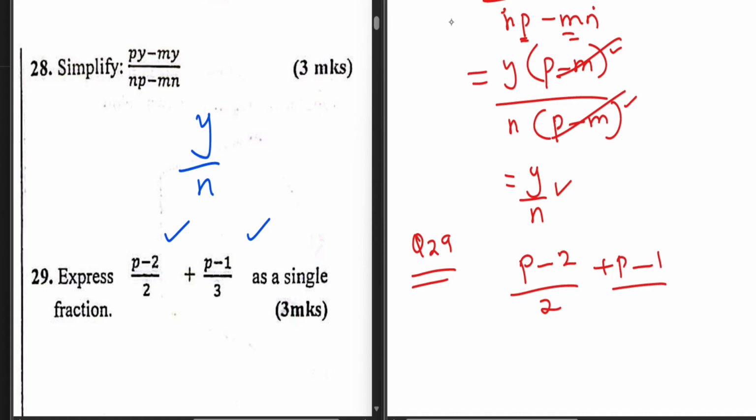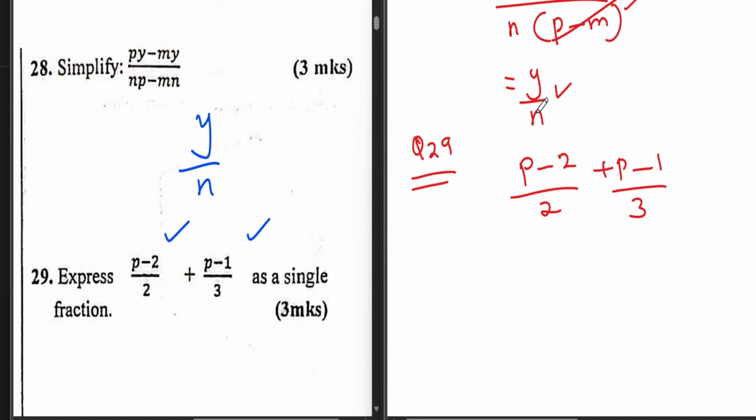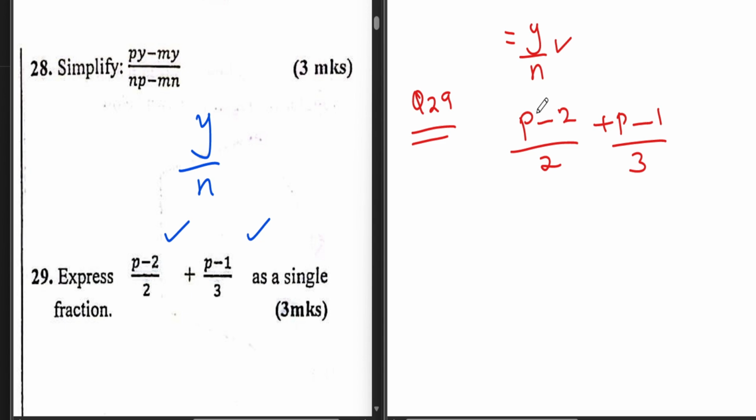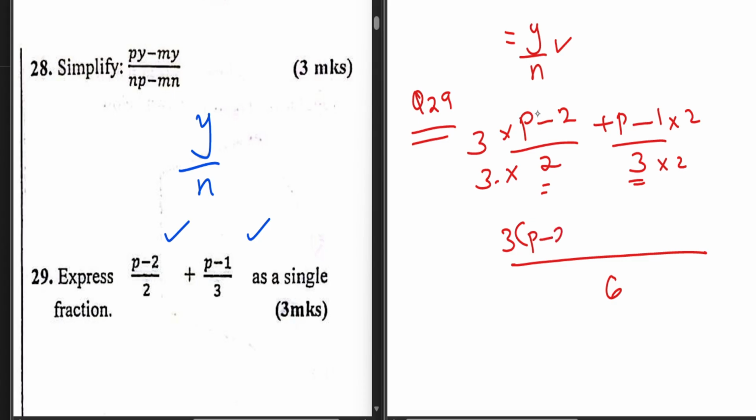Now the denominator here is 2 and the other one is 3. So the simplest way is to bring the 3 here and multiply each one of them by 3, and bring the 2 to the other fraction and multiply each one of them by 2. So obviously the denominator would be 3 times 2 or 2 times 3, which is 6, and the numerator is going to be 3 times p minus 2 plus 2 times p minus 1.